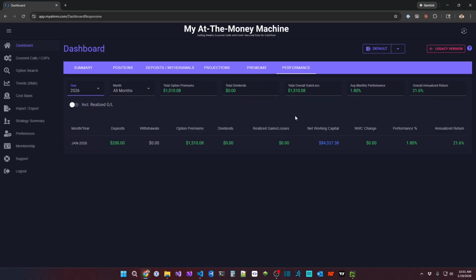In any case, that is the performance tab on the dashboard. I wanted to give a video to cover that and show what it does. Talk to you guys next time.